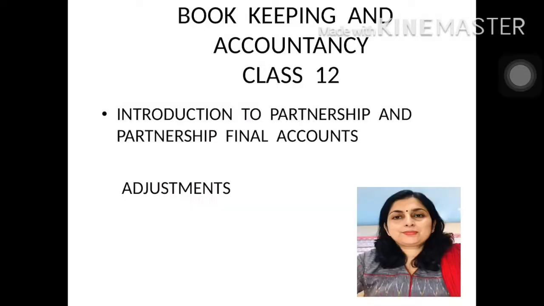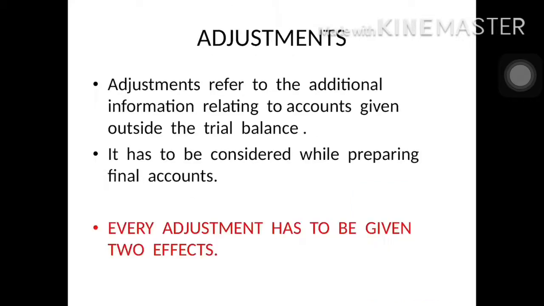Today we shall do the most important part of final accounts, that is the adjustments. Now what are adjustments? Adjustments are the additional information, that is some extra information relating to accounts given outside the trial balance. Now see, after the trial balance is prepared, but before preparation of final accounts, there may be some additional information which is acquired by the accountant, and this information has to be shown in the final accounts. So this extra information relating to accounts is known as adjustments.